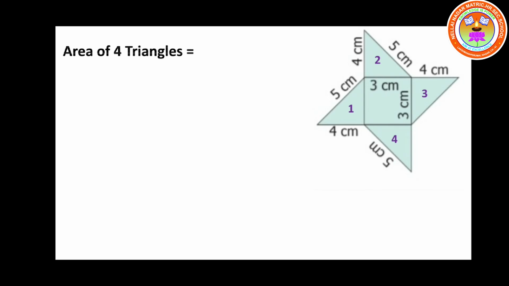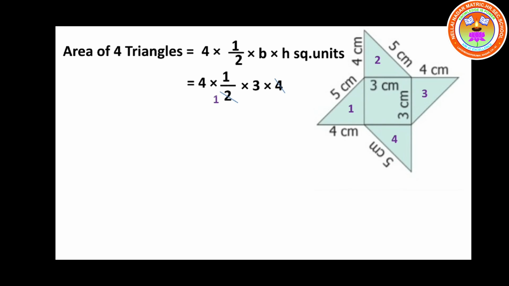So area of 4 triangles is equal to 4 into 1 by 2 into base into height square units. The base and height you can write as B into H in short. Okay, so the next step, 4 into 1 divided by 2 into, what is the base? 3. And what is the height? 4. Okay, so you can cancel now 2 and 4, that is in 2 table, 1 2's are 2 and 2 2's are 4. Okay, now let us multiply 4 into 3 into 2, 4 3's are 12, 12 2's are 24 centimeter square. Okay, now the area of 4 triangle is 24 centimeter square.